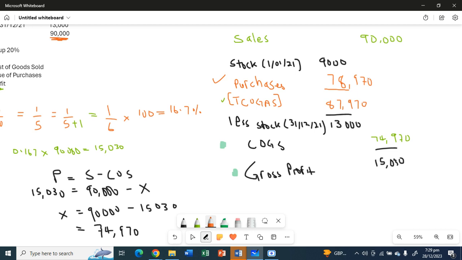Any questions, Fiona? Have you seen how we've pieced the puzzle together?